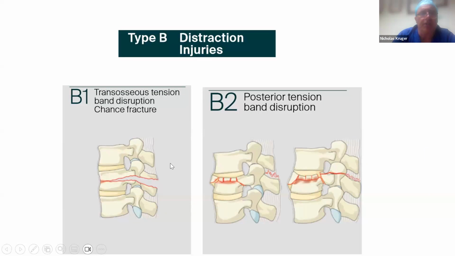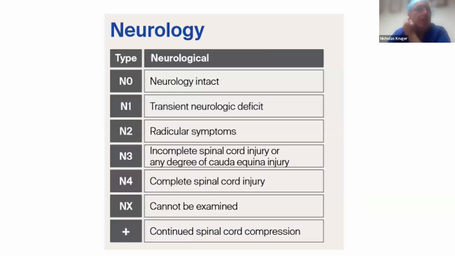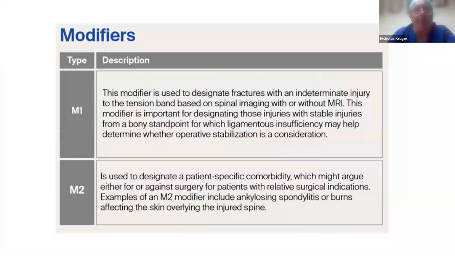So the B1 is basically a chance-type fracture, so it's widened to the back. And the B2 is just a posterior band disruption, so either a tear there in the interspinous ligament, which can extend into the front. Type C: any translation in the coronal or sagittal planes is type C, and those are all highly unstable. So that actually makes it quite simple when you're doing thoracolumbar fractures. You can have these neurological modifiers as well, and so on.